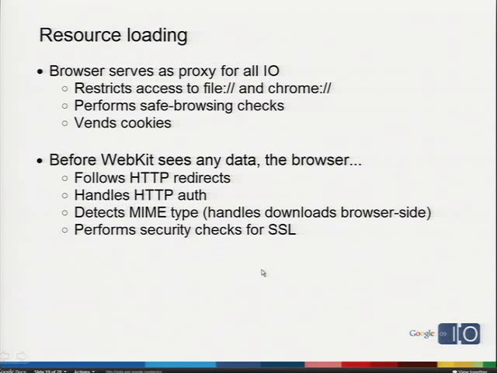Resource loading. As I mentioned before, the browser is this proxy for all the I/O. It takes great care to restrict the types of URLs that can be loaded based on protocols. So if a rendering process was not asked by the browser to load a file URL, then the rendering process shall not request file URLs, and if it does, they're denied. chrome: URLs are like file: URLs in that they're trusted. chrome: URLs are used to load things like the new tab page, the downloads panel, and other web content that's part of Chrome's UI.